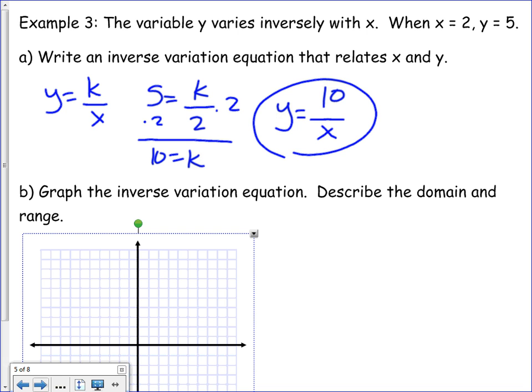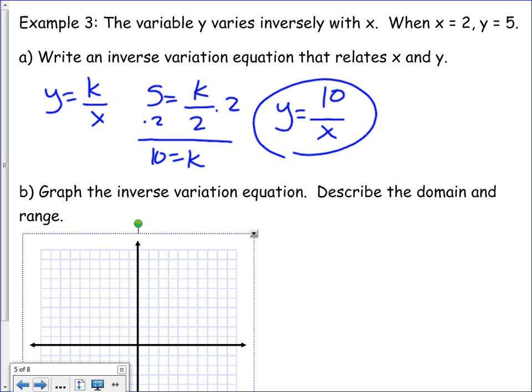Now, in order to graph inverse variation equations, it's best to make a table of values. We know from looking at the first page of the notes that inverse variation equations, when the k is positive, are going to have curves in both the first and the third quadrant. When k is negative, which is not the case here, we would have curves in the second and the fourth quadrant. Now we just have to find out where they are.